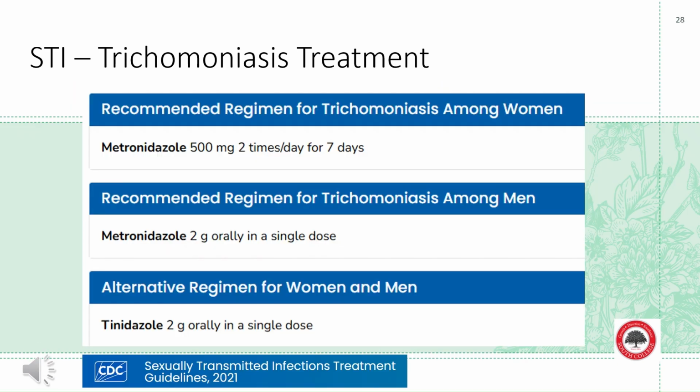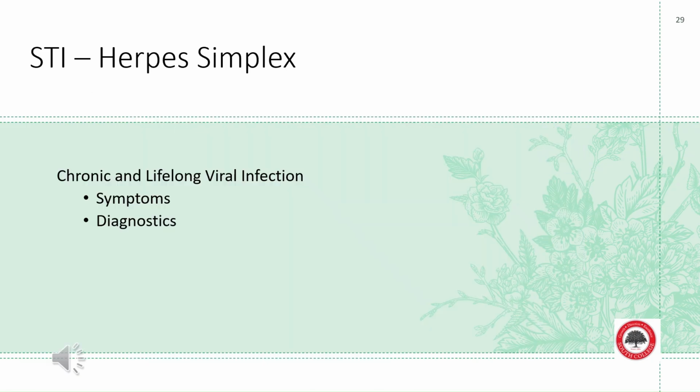You can see the CDC chart on the current guidelines for treatment of trichomoniasis for men and for women. For women it is metronidazole 500 mg two times a day for 7 days, while men get metronidazole 2 grams orally in a single dose. And there's an alternative regimen for both. You can review those.